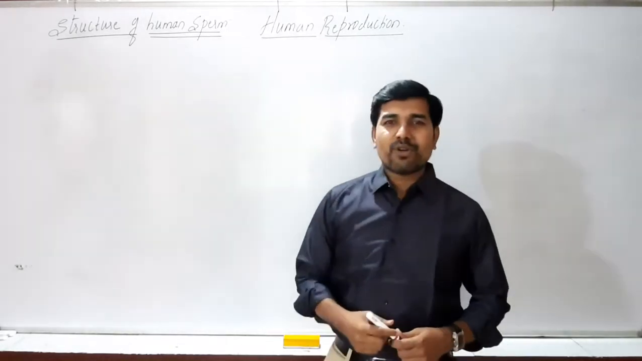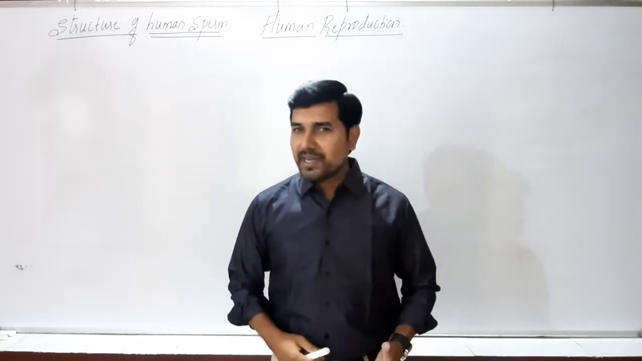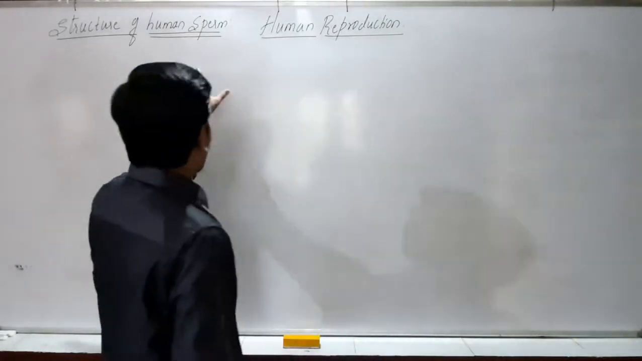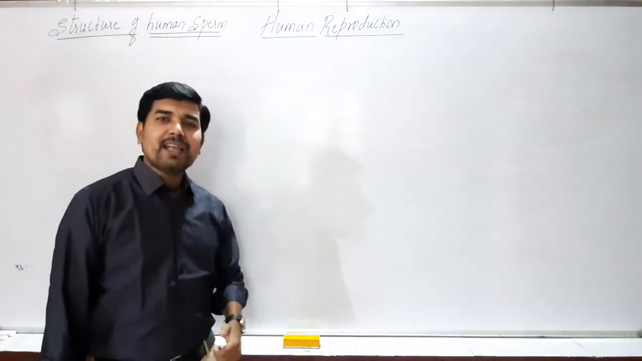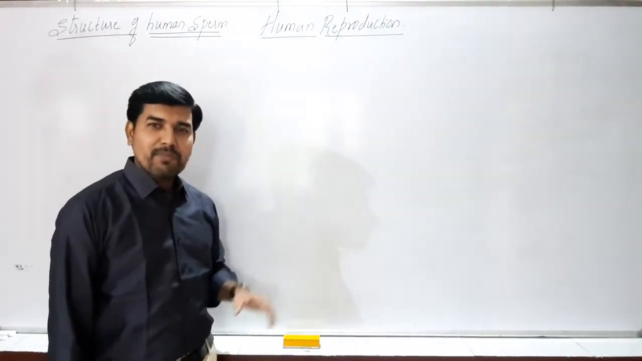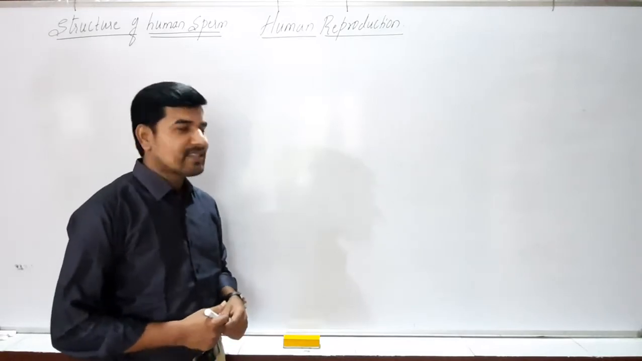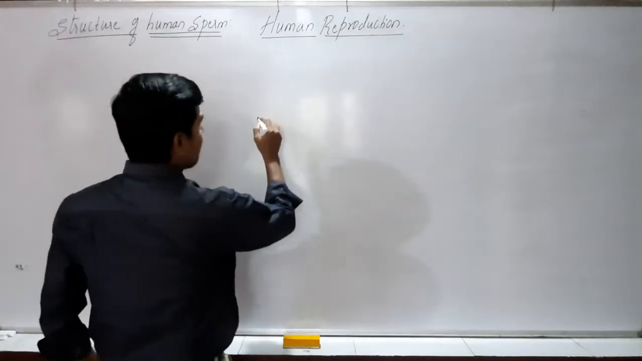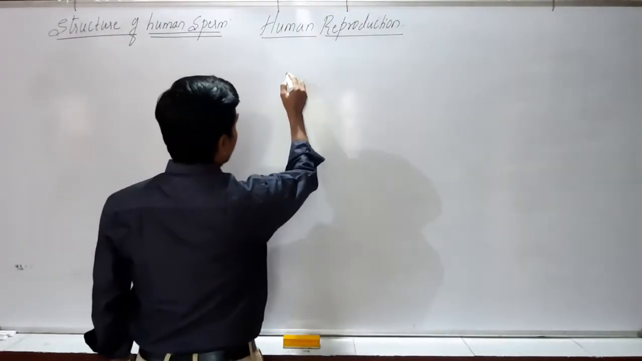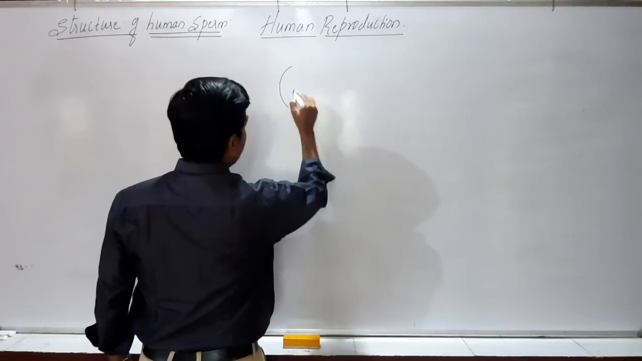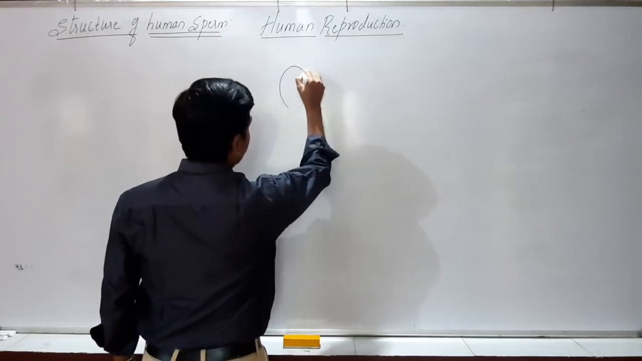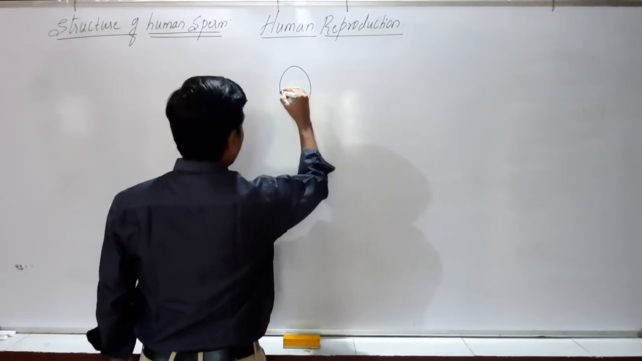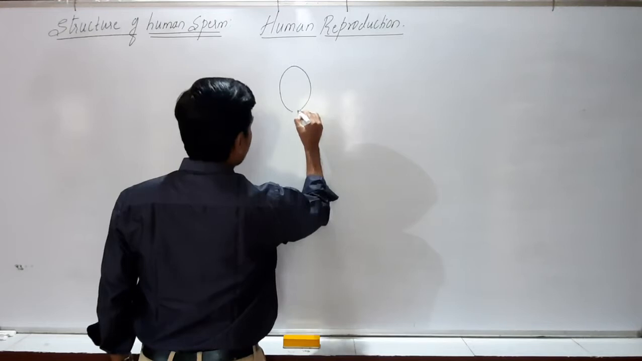Now when we come to the structure of the human sperm, let's go to the diagrammatic representation and see the parts of the sperm. The human sperm is a male gamete, also called a male sex cell. Then what does the sperm consist of? The sperm consists of the head first, this is the first part of the sperm.